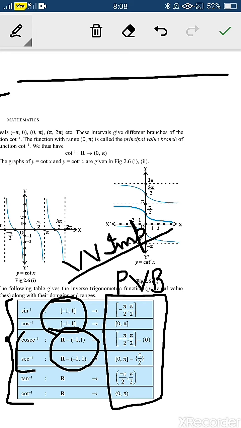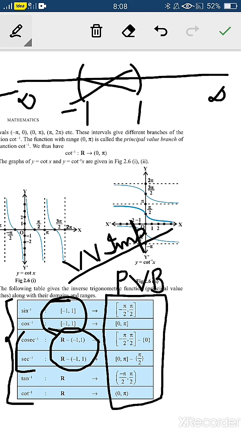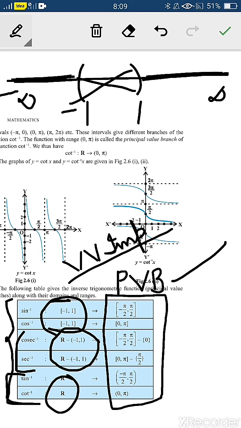It means if this is a line from minus infinity to infinity, there are two numbers, this is -1 and this is 1. Except these numbers, whatever numbers lie on this side and on that side are the domain of cosecant inverse and secant inverse. And for tan inverse and cot inverse, the domain is all real numbers. These are the domains. Coming back to ranges, the range is also called the principal value branch.